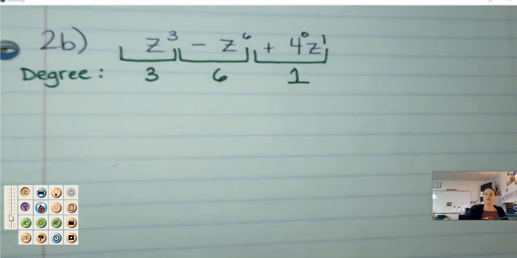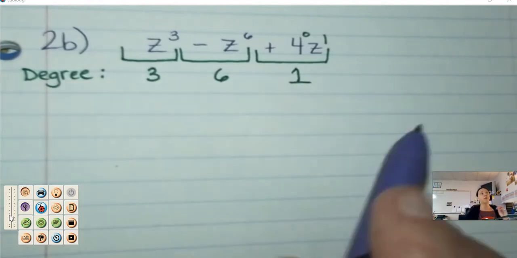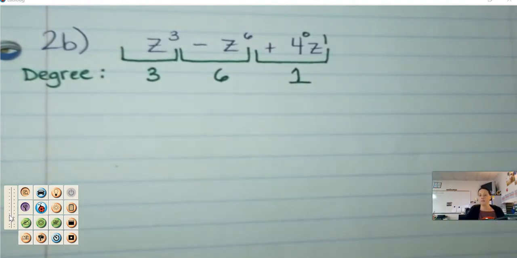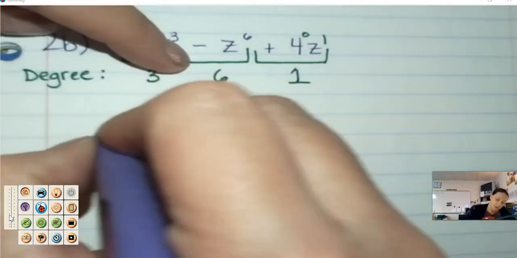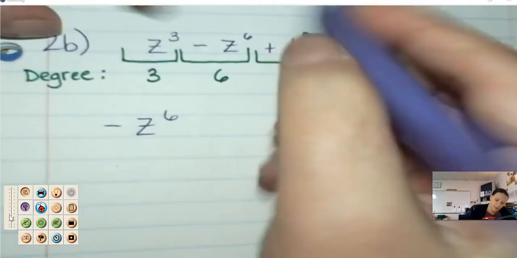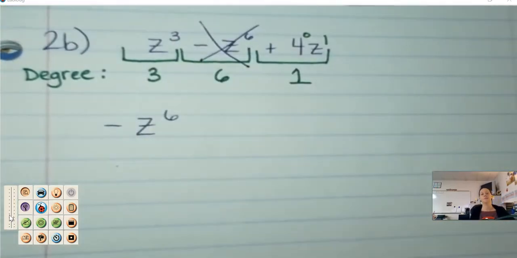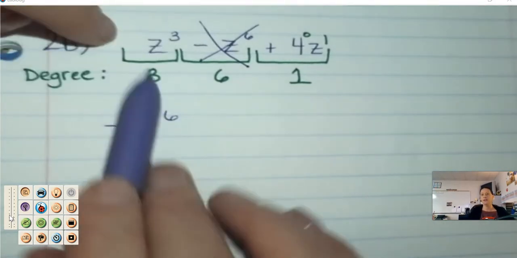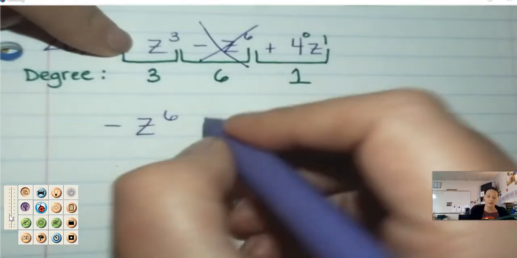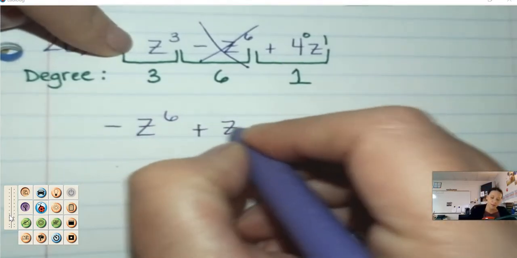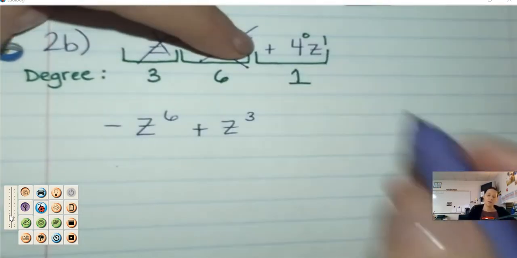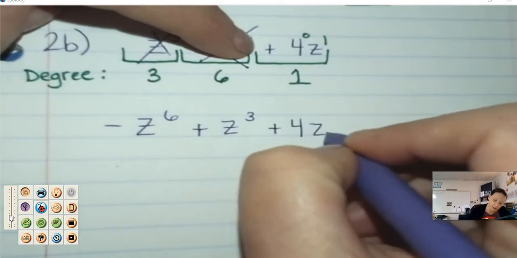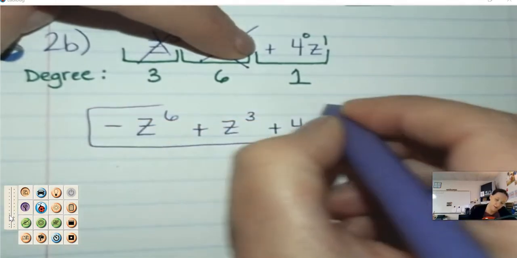Now to write it in standard form, we put it in order from the biggest degree to the smallest degree. So the biggest degree is the 6. So we're going to put that term first. Minus z to the 6th power. So I'm done with that guy. The next biggest is the degree of 3. Since there's no symbol in front, it's a positive. So put plus z cubed. Okay, we're done with that one. And then we finish with plus 4z. There's standard form.